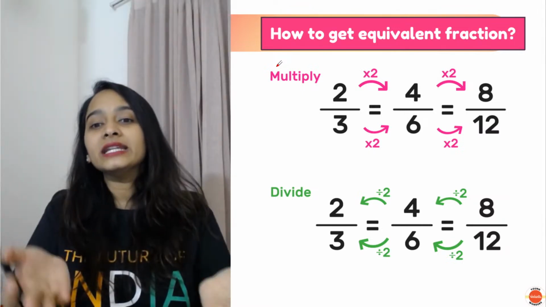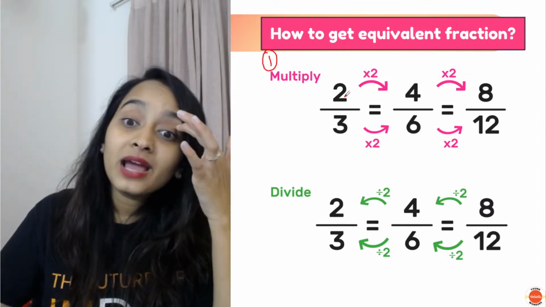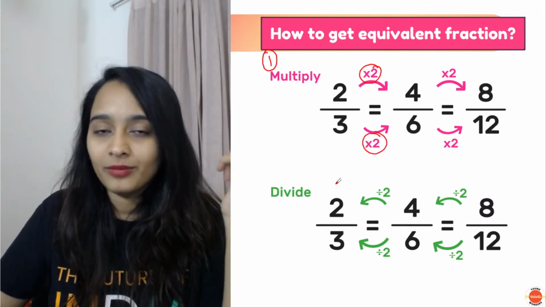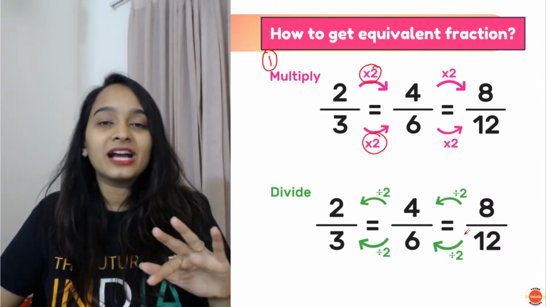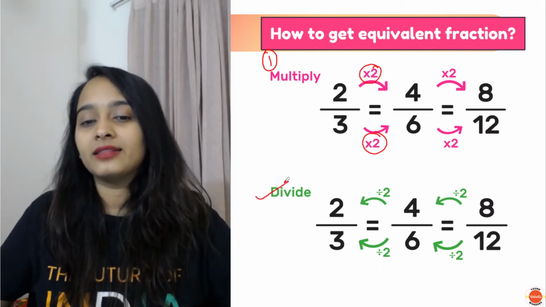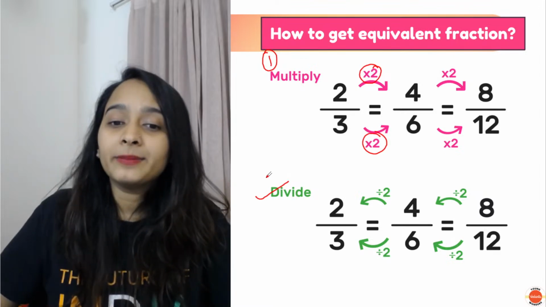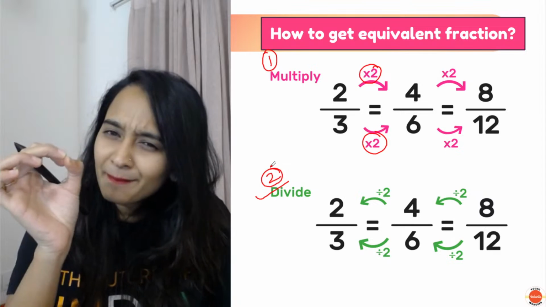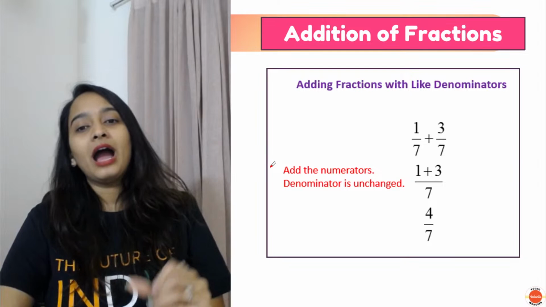Now, how to get an equivalent fraction? I've already told you. The first method is multiply the fraction with the same number on numerator and denominator. Or sometimes you might have to divide the fractions with the same number on numerator and denominator to get the equivalent rational number. ठीक है, कभी कभी मल्टीप्लाई करना पड़ता है और कभी कभी डिवाइड करना पड़ता है, बट रिमेंबर इट शुड बी डन विद द सेम नंबर ऑन न्यूमरेटर एंड डिनोमिनेटर. ठीक है, ओके. नाउ हाउ डू वी ऐड फ्रैक्शंस?